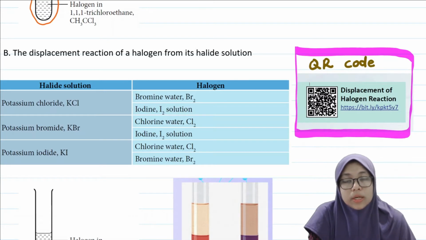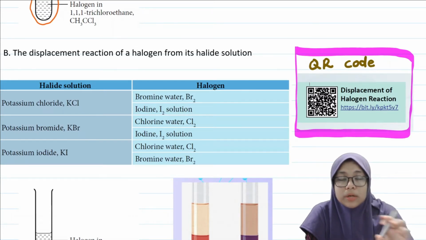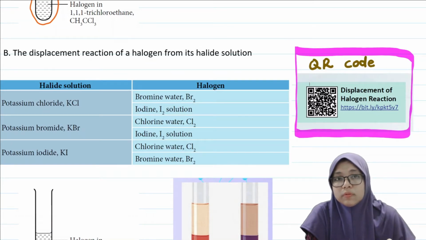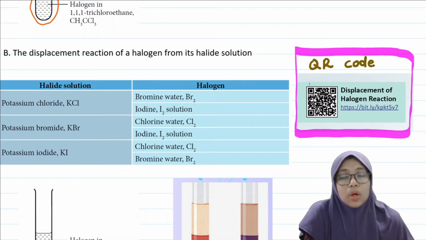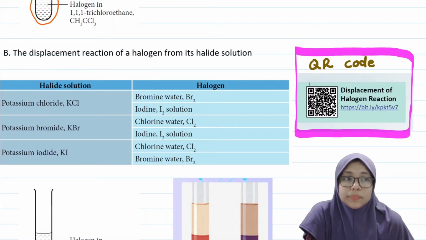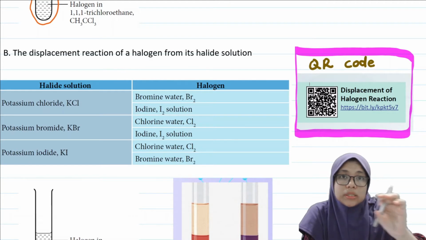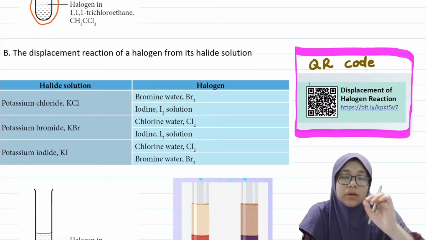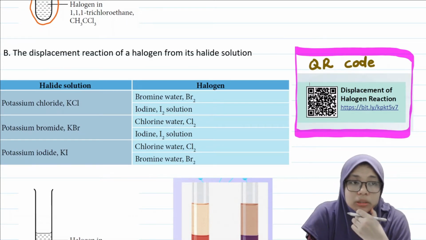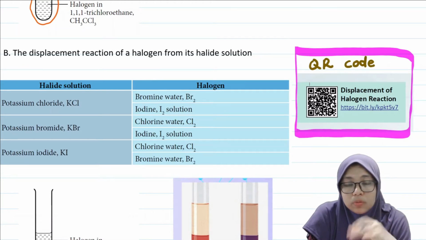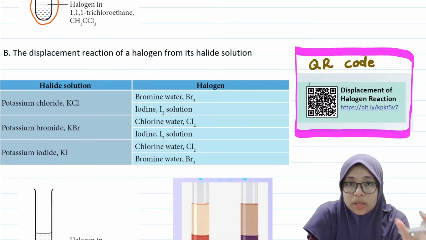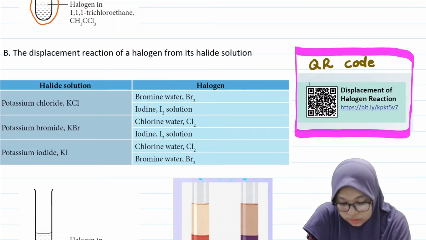You will see that the color of purple is on the upper side of the test tube, not the bottom side of the test tube. This is because they are using cyclohexane, which is less dense than water, so it will be on the surface, on the upper side of the test tube. Please note that this is the difference between cyclohexane and 1,1,1-trichloroethane.